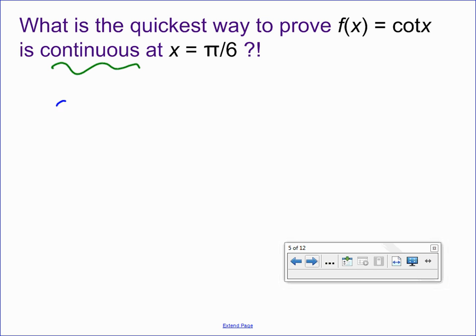So let's go ahead and generate an expression for f prime. Good thing we memorized our rules. Go ahead and tell the class what cotangent differentiates to. What would cotangent of x differentiate to? Be ready.